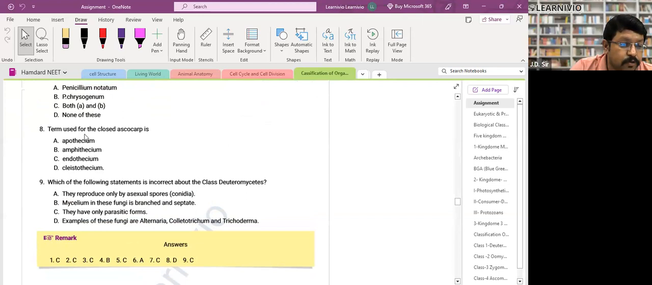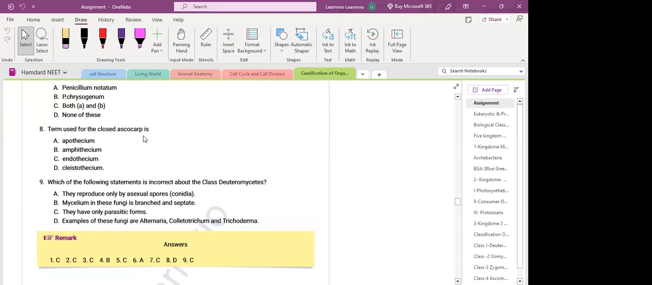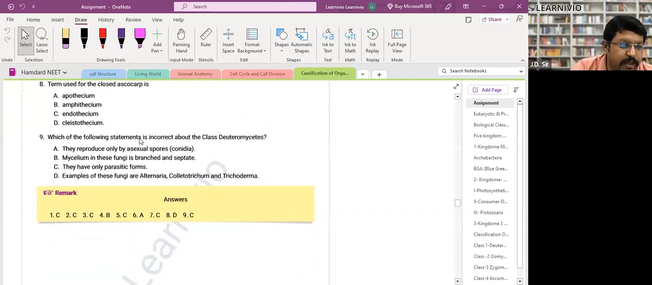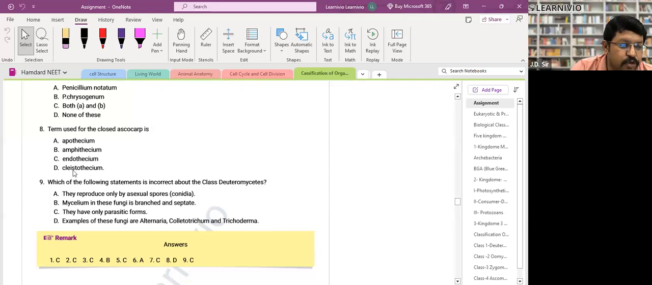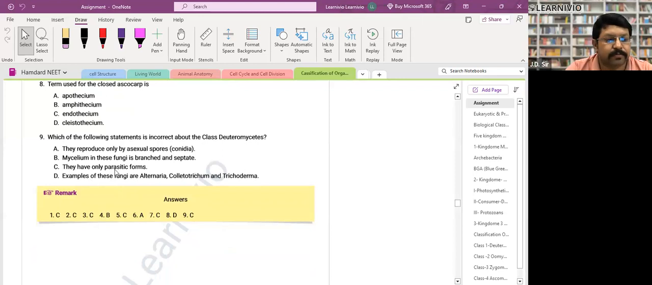The term used for a closed ascocarp. What do we call that? D, cleistothecium. That you need to remember. Cleisto means closed. Which of the following statements is incorrect about the class Deuteromycetes? They reproduce only by asexual spores. Mycelium branches are aseptate. They have only parasitic form. C should be the answer. Yes, C is wrong. Right, so this was the assignment.